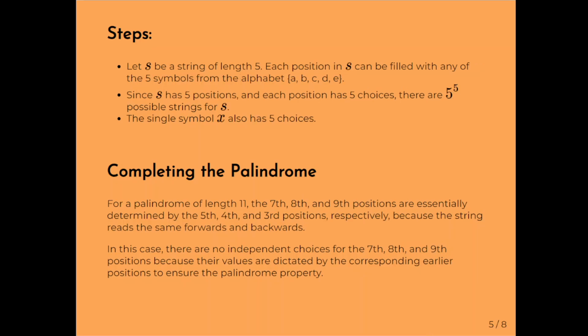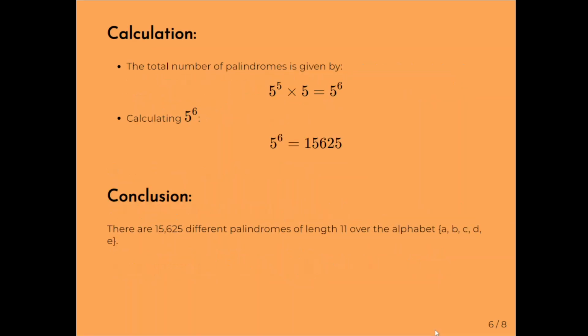So in conclusion, the total number of palindromes is given by 5 to the power 5, which is S, times 5, which is X, which is 5 to the power 6. So that is 15,625. If you want, you could include 1 by 1 by 1 by 1 to reference the 7th, 8th, 9th, 10th, and 11th characters, but that's not really important. So there are 15,625 palindromes of length 11 over the alphabet A, B, C, D, and E. Okay, we'll leave it there.